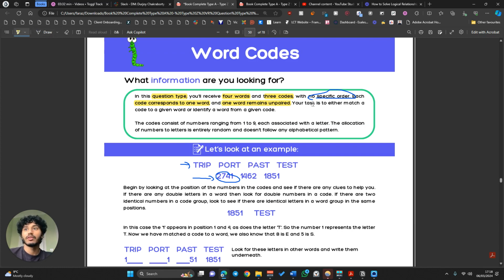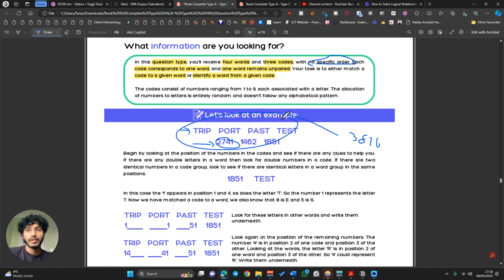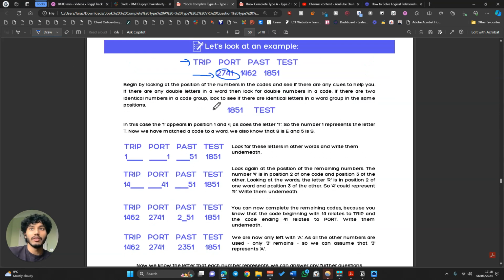What does it say next? Your task is to either match a code to a given word, so we're either going to have to figure out what the code is for trip, or identify a word from a given code. So what they might do is they might give you a new code, like 3876 or something, and say, what does this word spell out? And you have to figure it out using this information only. So how do you do that? We can see that in this example just now.